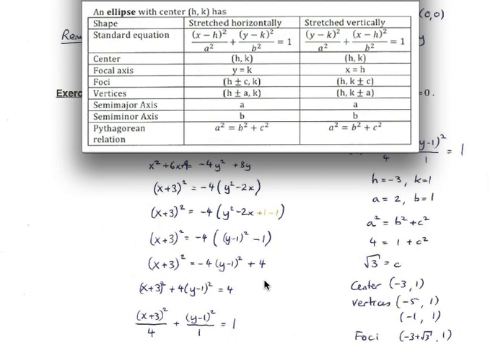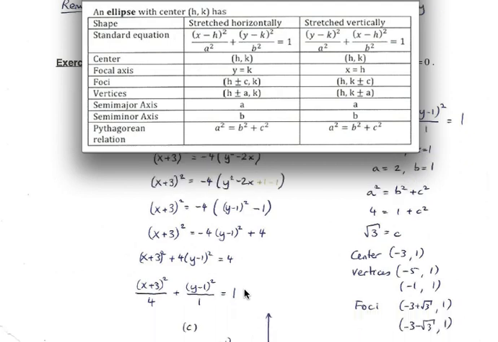Now that I did that, I can move the y term back to the left side of the equation. (x plus 3) squared plus 4(y minus 1) squared equals 4. And divide by 4 in order to have equal 1. So here I am, this is the standard form of the equation.